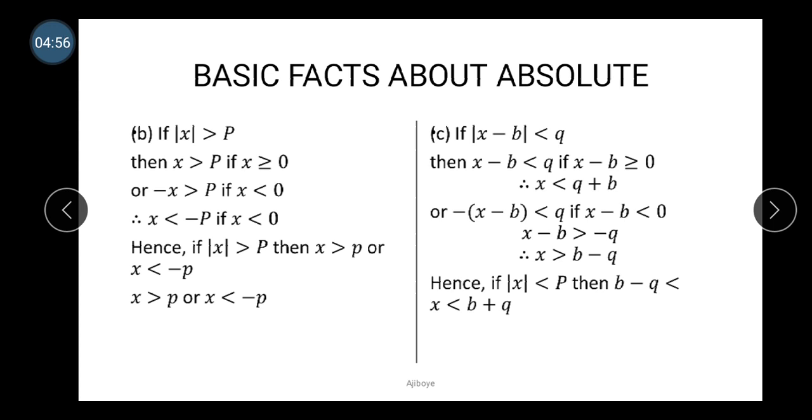Basic fact B. If absolute x is greater than p, then x is greater than p if x is greater than or equal to 0, or minus x is greater than p if x is less than 0. Therefore, x is less than minus p if x is less than 0. Hence, if absolute of x is greater than p, then x is greater than p or x is less than minus p.